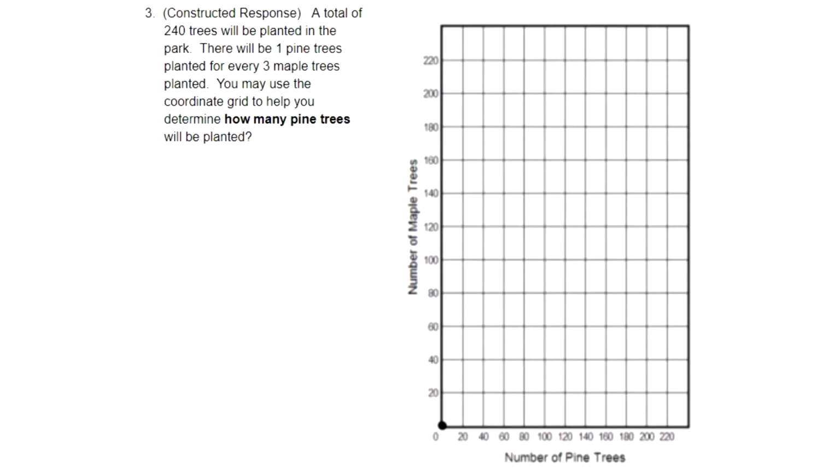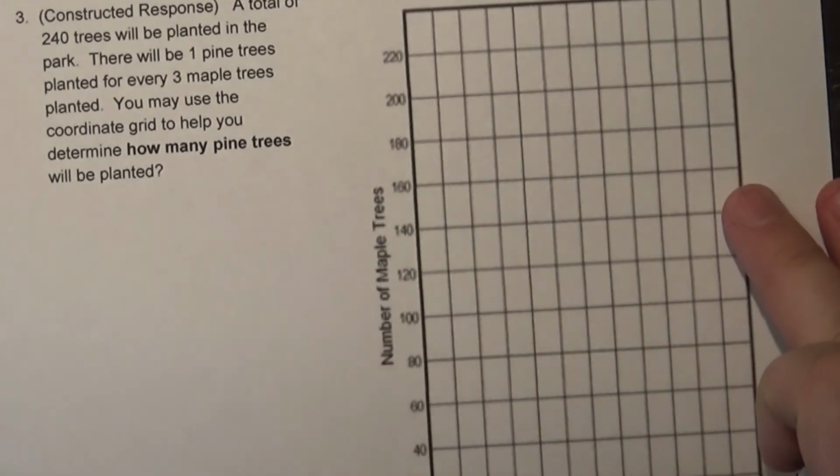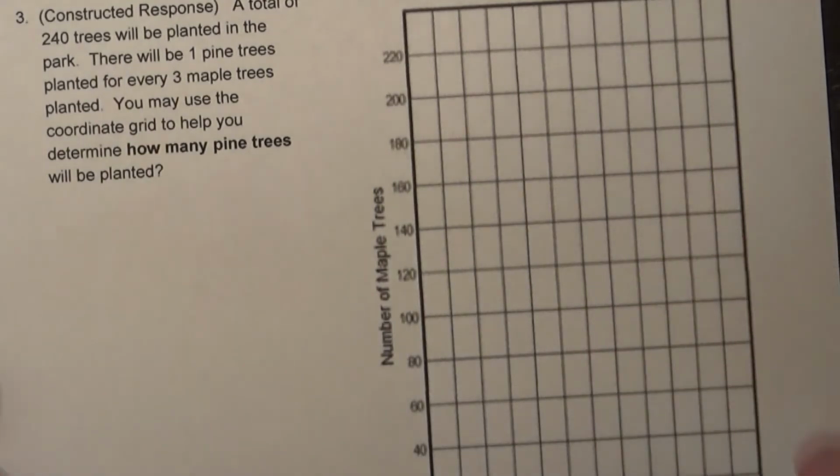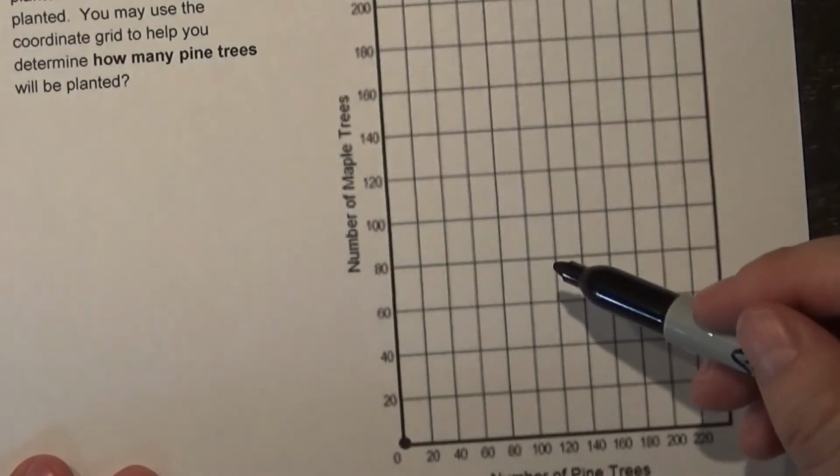Number 3 says a total of 240 trees will be planted in the park. There will be 1 pine tree planted for every 3 maple trees planted. You may use the coordinate grid to help you determine how many pine trees will be planted. Ooh, easy for me to say. So as we took a look at this here, there's a couple techniques that we can use for number 3, right? So all kinds of options this week. One of them requires us to maybe use our grid, right?